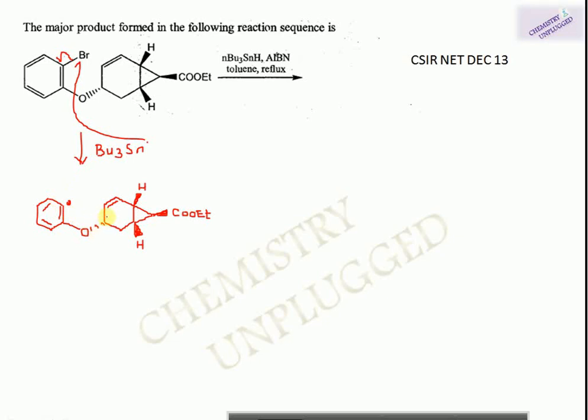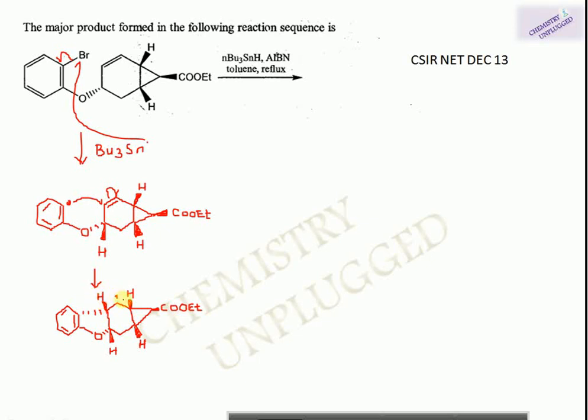If this group is below the plane, then the hydrogen present on this carbon atom will be above the plane. This group is below the plane, so the radical will also attack from the side which is below the plane. So the hydrogen present on this double bond carbon will be above the plane. In the first step this will attack here, and we have a radical on this. So we can also write it down like this. Both groups are below the plane and the hydrogen is above the plane, and the hydrogen placed on this carbon will be above the plane.